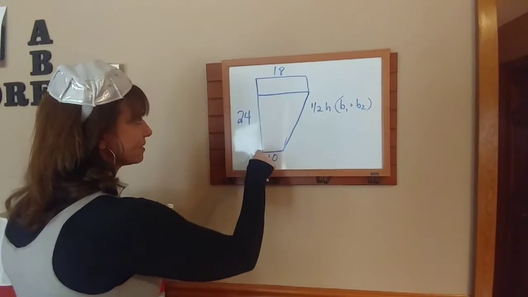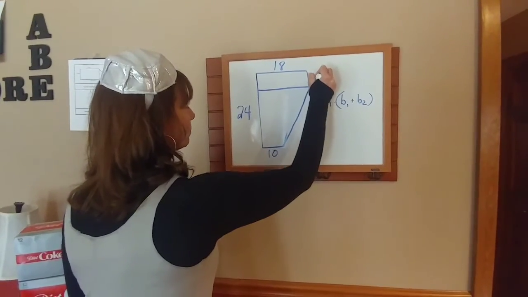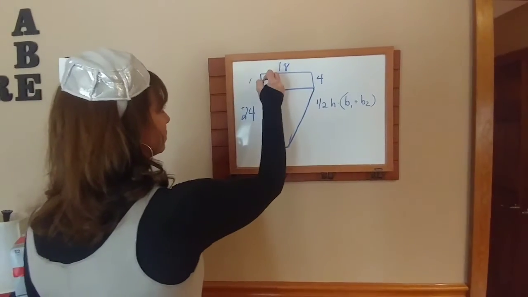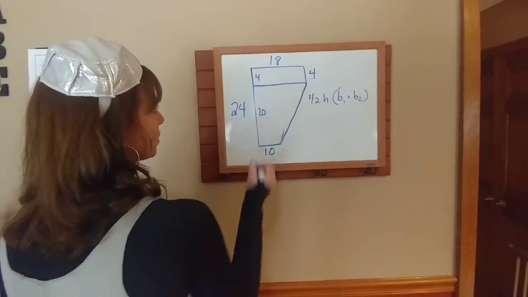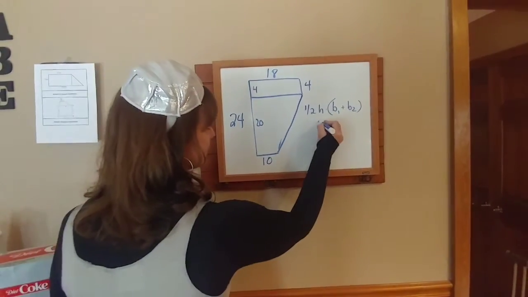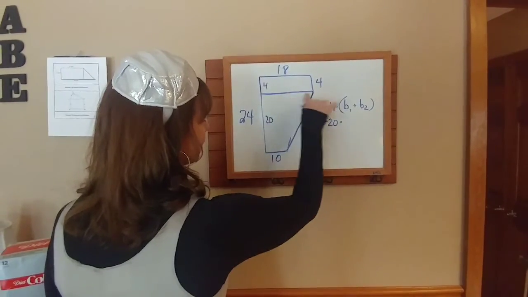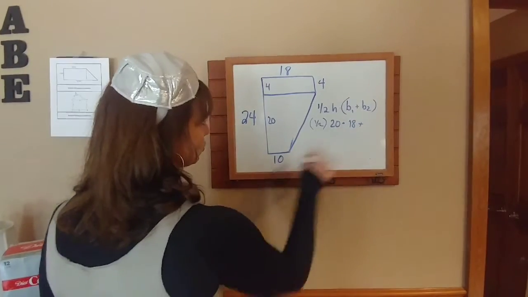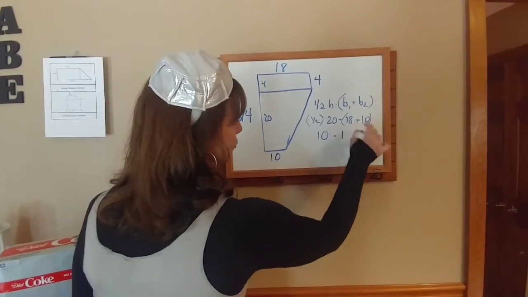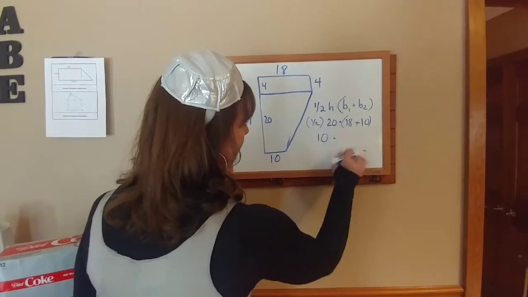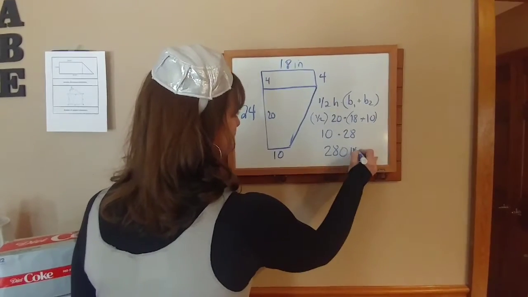I need to know this height, which means this needs a dimension. We'll call that 4. So if this is 4 on the inside, that means this is 20. This is 4, this is 20. So I have to use the height, which is 20. And then I have to take half of that, multiplied by base 1, 18, plus base 2, 10. So eventually I'm going to have 10 multiplied by 28. Is that right? Yeah, 28. Which equals 280, and we're going to call this inches squared.